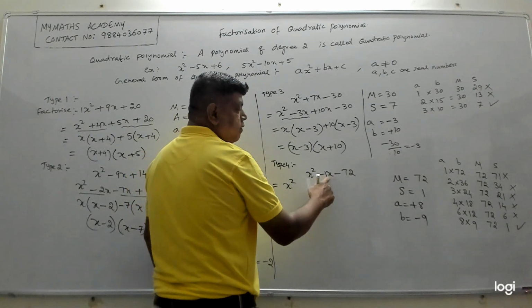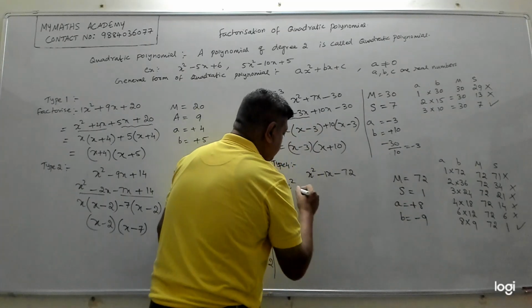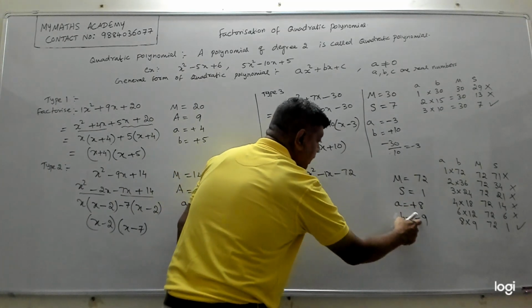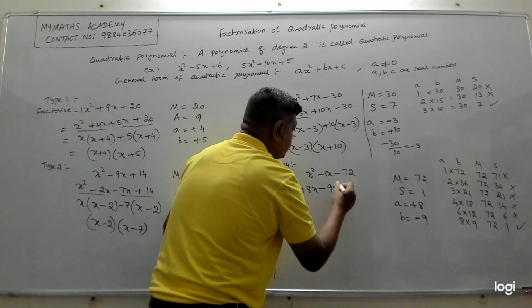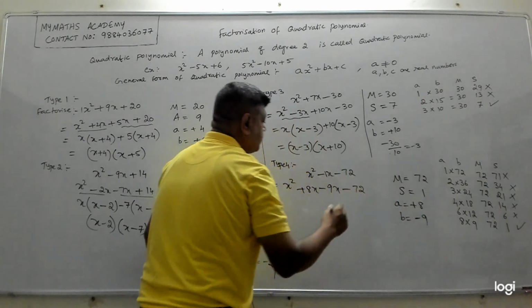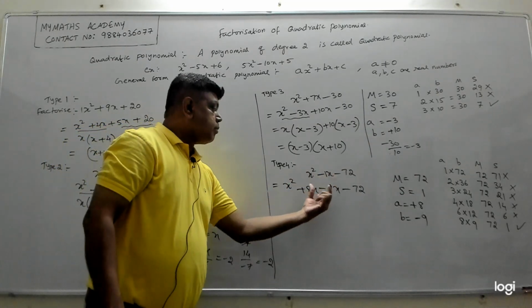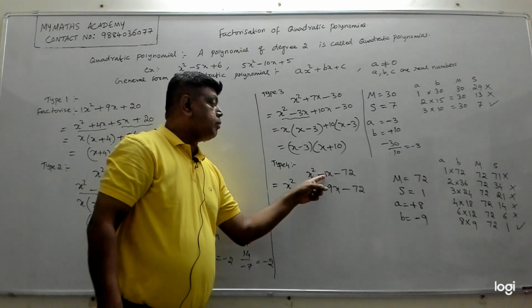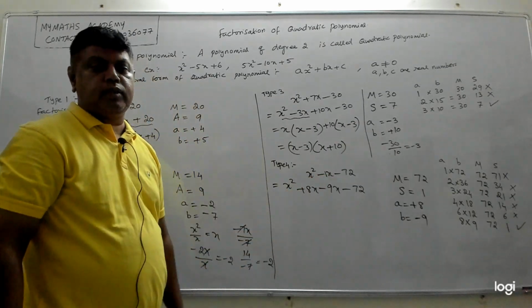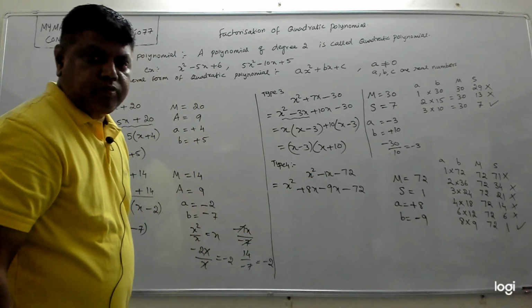Minus 1x, I will write it as plus 8x, then minus 9x, then this 72 minus 72 I am writing as it is. So this minus 1x I am writing as 8x minus 9x. Now if you do 8x minus 9x, you will get minus x or minus 1x. Clear?